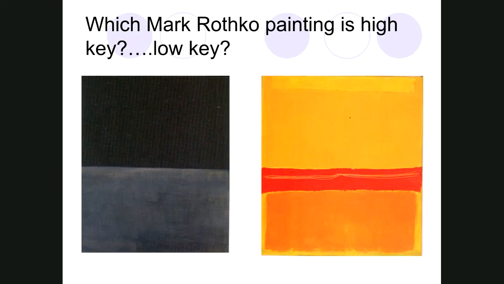And then we can apply those terms to a lot of different artwork. So here we have two Mark Rothko paintings. We'll talk more about him when we get to color, but obviously this one is more low key because it's just gray and black, where this one is brighter, right? It's got those warmer, brighter colors on the color wheel, so we would call it high key.